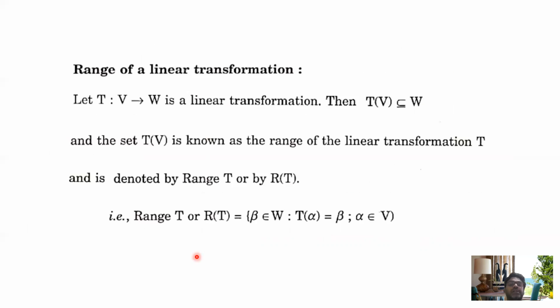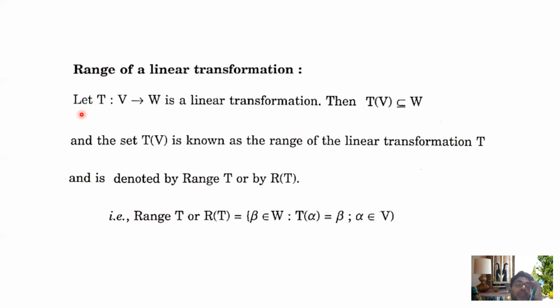Now, range of a linear transformation. Try to understand, this is also a very important part. Let T: V→W be a linear transformation, then T(V) is a subset of W. This set T(V) is known as the range of the linear transformation T, and it is denoted by range T or R(T). Range of T is the set of β belonging to W, where Tα is equal to β, where α belongs to V.